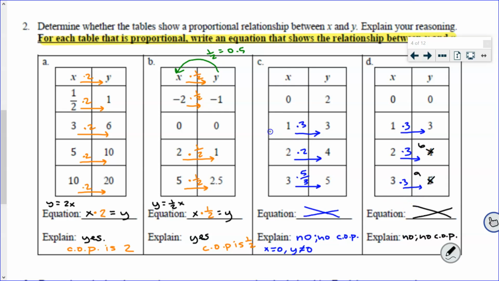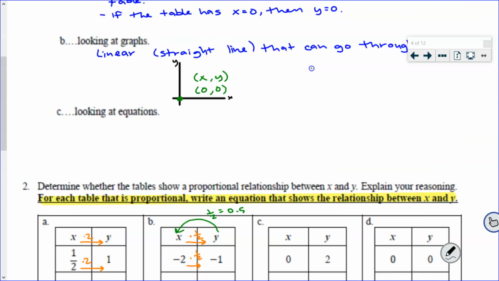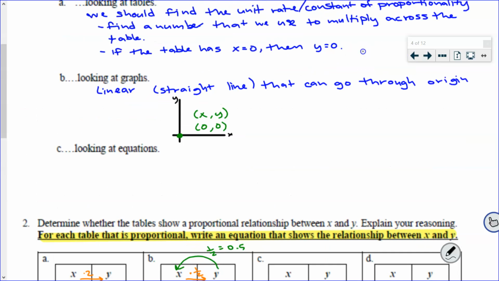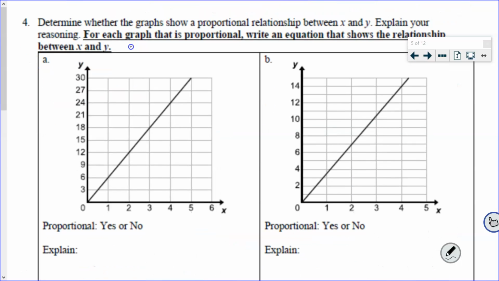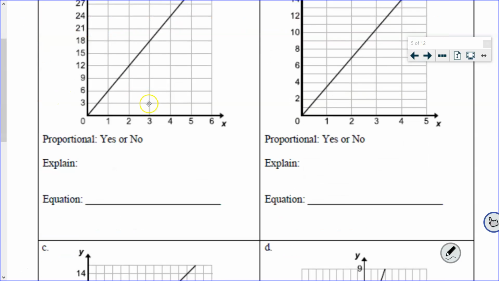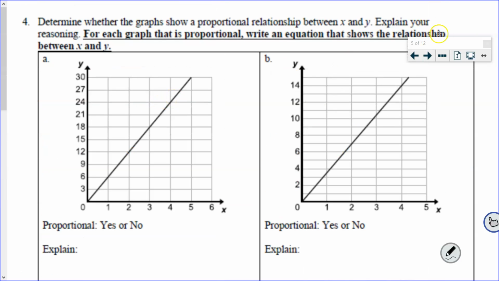The next one you're going to answer so quickly, because we already said, when I'm looking at graphs, what do I want to look for? I want them to be linear, meaning a straight line, and I want it to be able to go through the origin. So give it a try here for A, B, C, and D. If you can write the equations, then that's great. We're going to practice that part together.